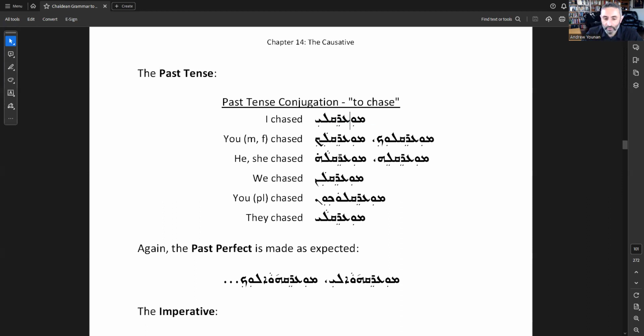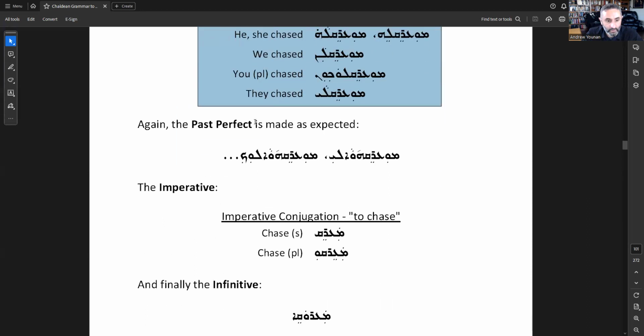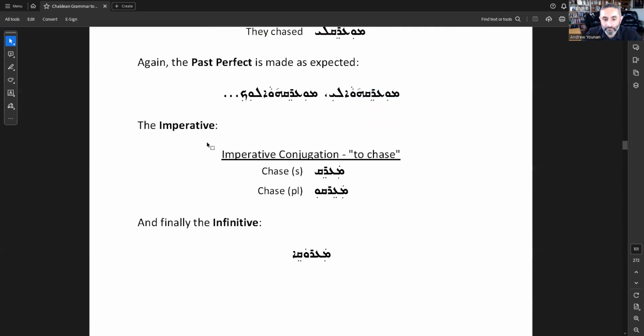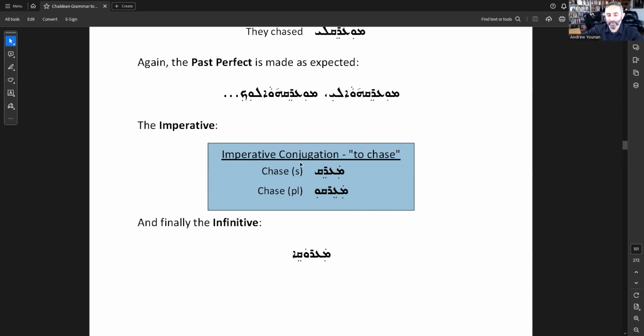And again, every causative, and there's going to be lots of examples of this at the end of the chapter to practice this with, is going to fit into this pattern. Past perfect, mu'riqwali, as you'd guess. Nothing special. The imperative, ma'riq, and as you'd guess, ma'arqu. You want to command somebody to chase somebody else, ma'riq. Commanding a bunch of people, ma'arqu.